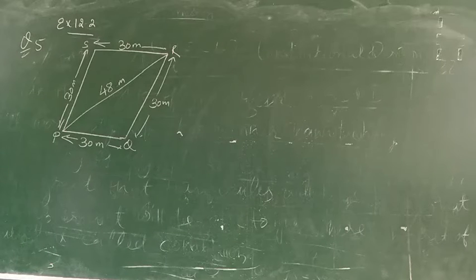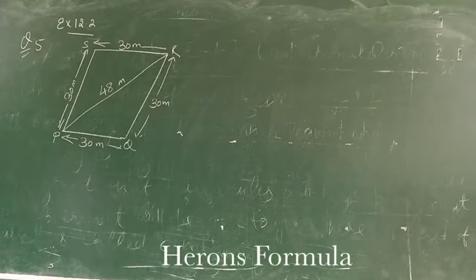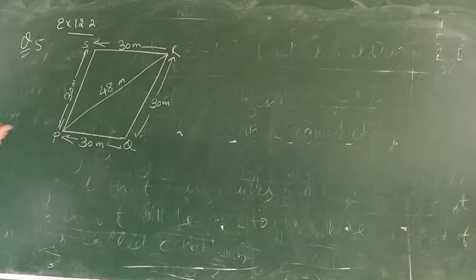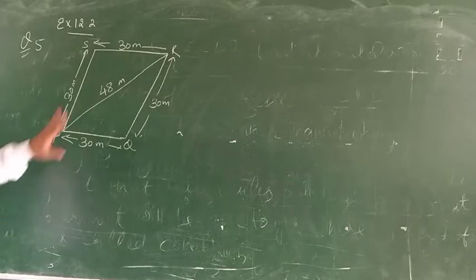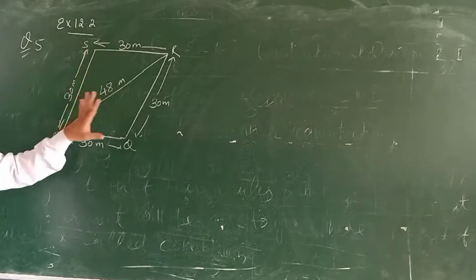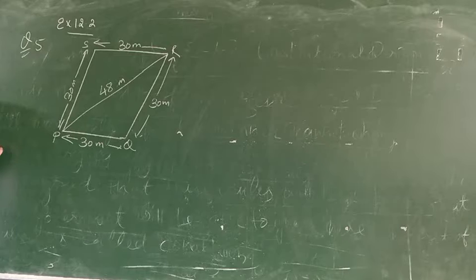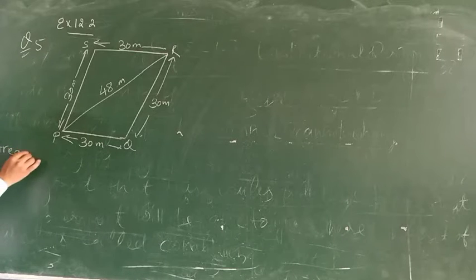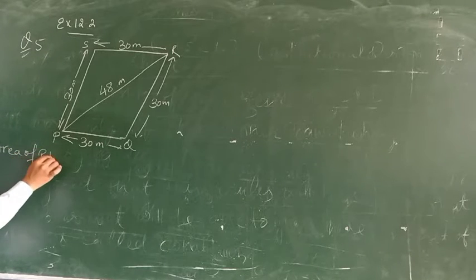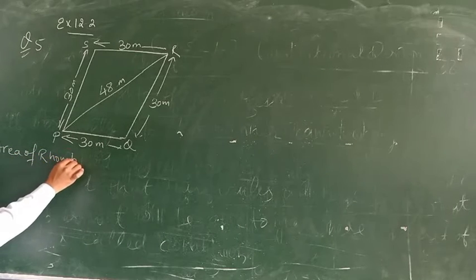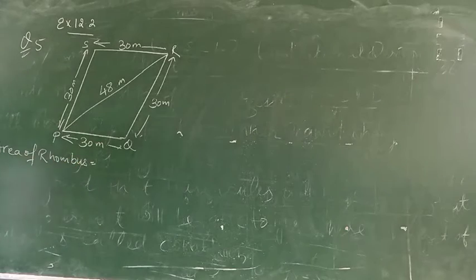How much area of the grazing field will each cow be getting? So this complete area will be divided among 18 cows. Beta, first we need to calculate the area of this quadrilateral, this rhombus. So first you calculate the area of the rhombus. So how do you calculate the area of a rhombus?